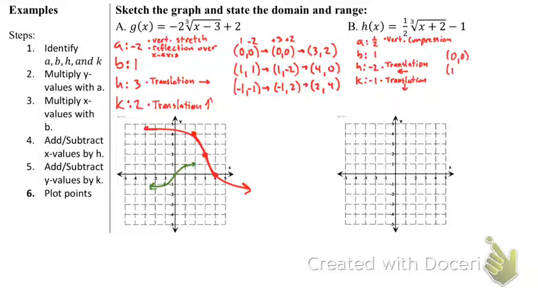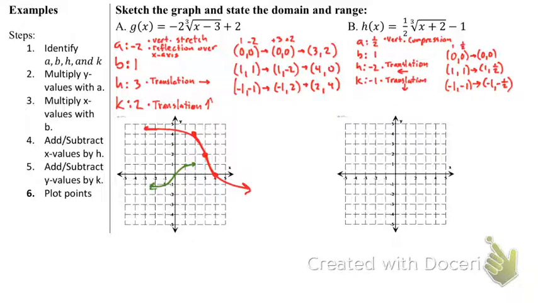Alright, now let's graph this thing starting with our original points. 0, 0, 1, 1, -1, -1. Our A value multiplies with our Y's. So we're going to multiply by 1/2 here. Our B value multiplies with our X's. Okay, if we multiply correctly, we get 0, 0, 1 comma 1/2, and negative 1 comma negative 1/2.